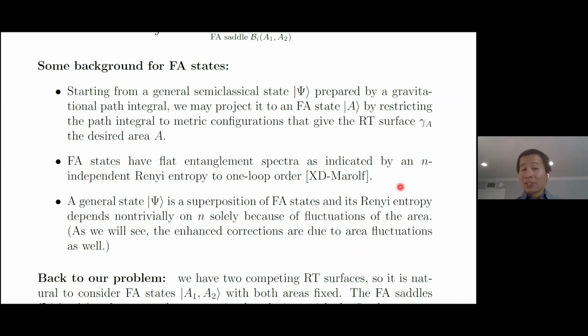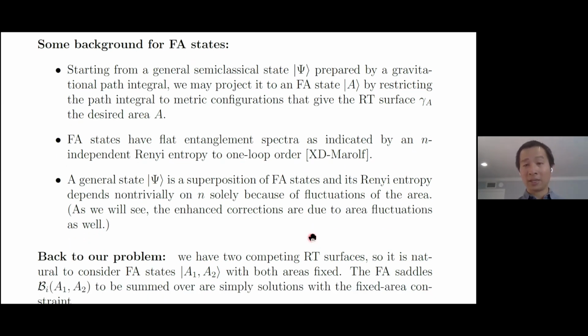And as I mentioned, the general state is then a superposition of fixed area states. And we know that the general state in holography in AdS/CFT has non-trivial Renyi entropies that depend on n. And that n dependence is solely because of fluctuations of the area. And just as a side comment, we will see that the enhanced corrections that we're going to talk about today are also, in some sense, entirely due to area fluctuations. And this is in agreement with Tom's comment earlier that it is related to entropy fluctuations.